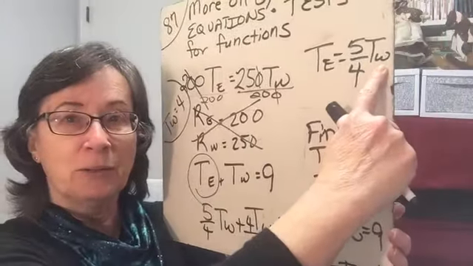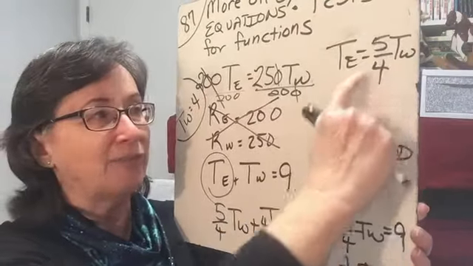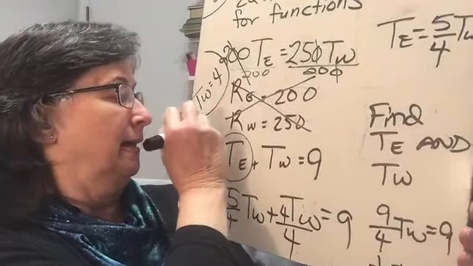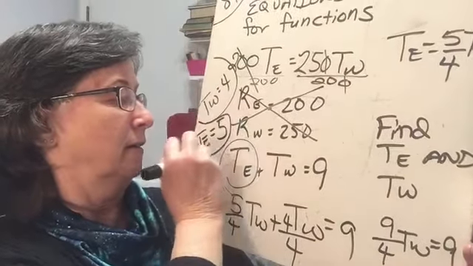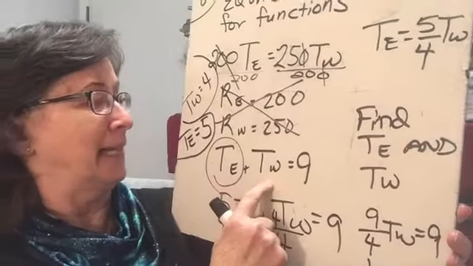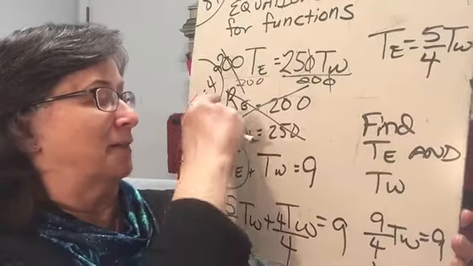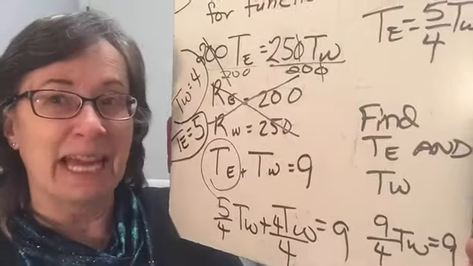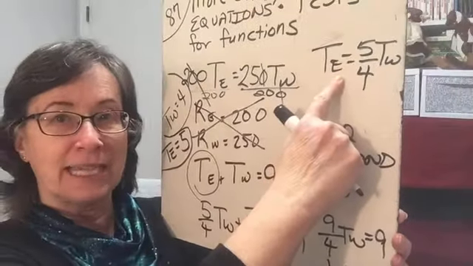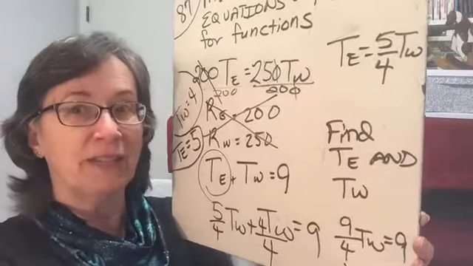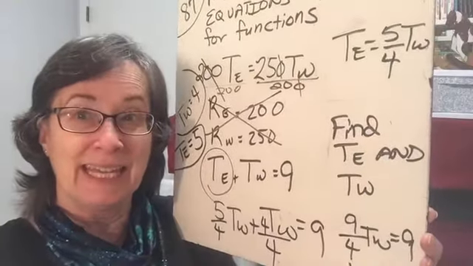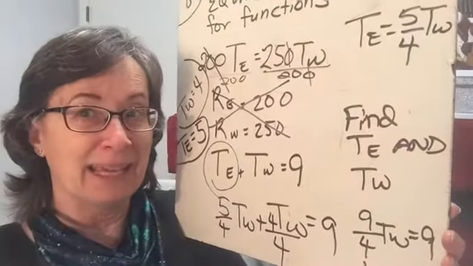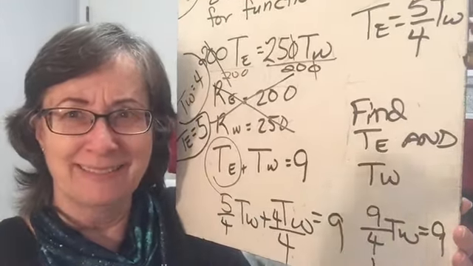If T sub W is equal to 4, then 5/4 times 4 is 5. So T sub E is equal to 5. And T sub E plus T sub W is the same as 5 plus 4, which is 9. So we have solved. Now we could have done the same thing, but instead of solving for T sub E in terms of T sub W, we could have solved for T sub W in terms of T sub E, and we would have got the same answers. T sub W is 4, T sub E is 5. Isn't that fun? Okay, these are fun.